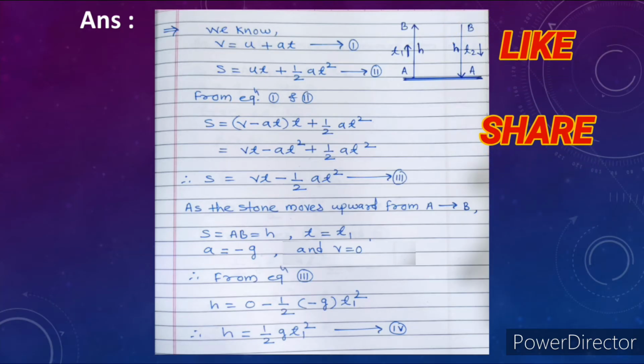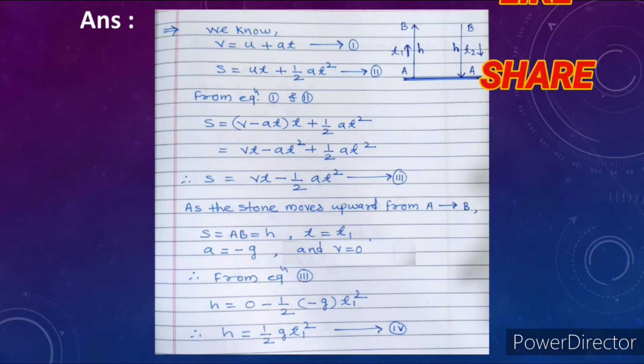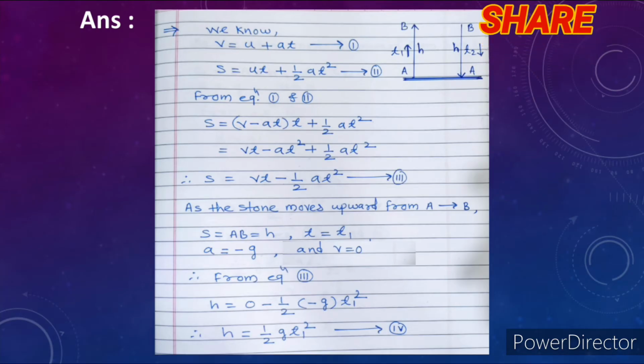As the stone moves upward from A to B, s = AB = h, t = t1, a = -g and v = 0. Therefore, from equation 3, we get h = 0 - 1/2(-g)t1², and therefore h = 1/2 g t1², equation 4.